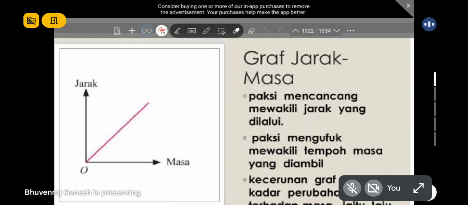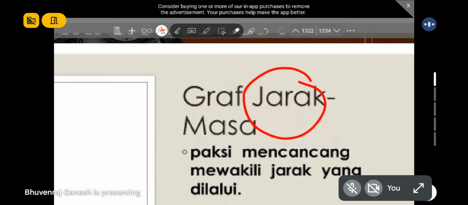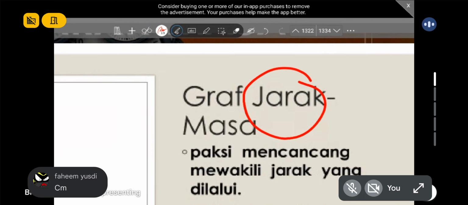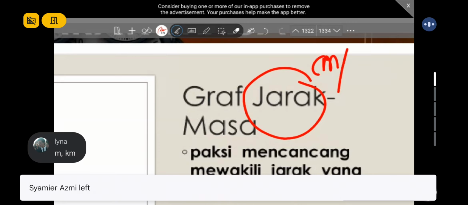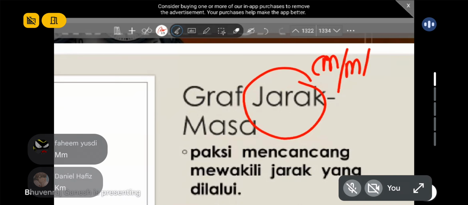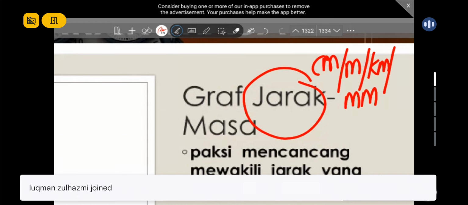So for distance, jarak, what is the unit that we usually use? Anyone? Apa unit dia untuk jarak? What is the common unit for distance? I need all the units, guys. Everything. Meter, km, cm, mm, very good. Enough lah guys. Empat yang ni utama. These are the four main units for distance.